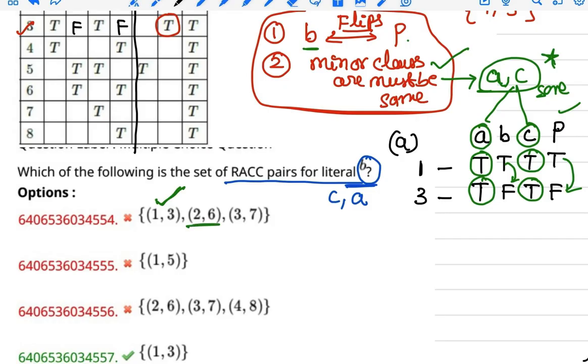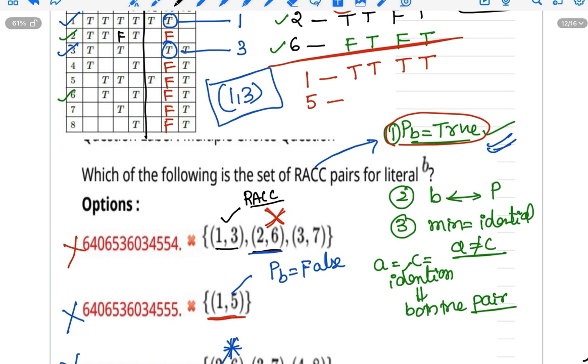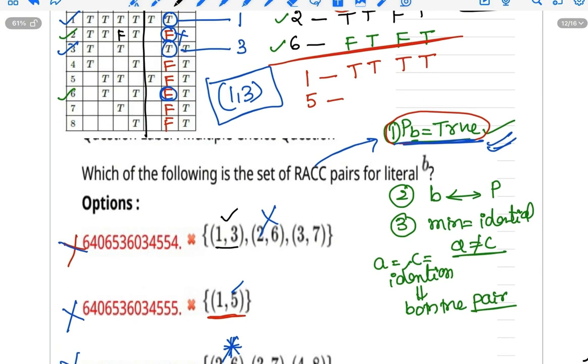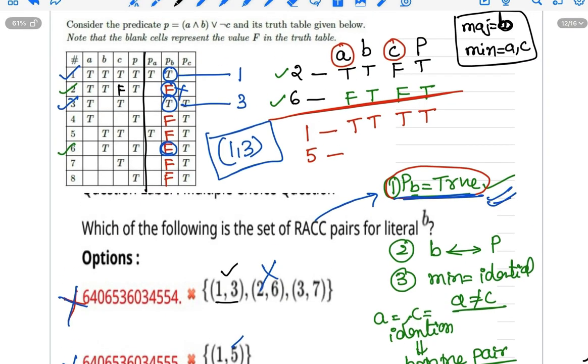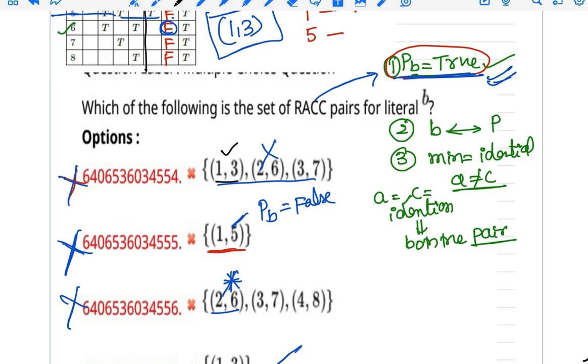The next option is 2, 6. We want to check this option. The first condition is that PB must be true. For 6, PB is false, and for 2, PB is also false. For this reason this option is incorrect. And for 1 and 5, in row 5 also PB is false. So this is not a RACC pair, and this option is incorrect.